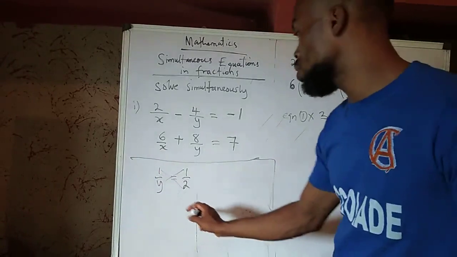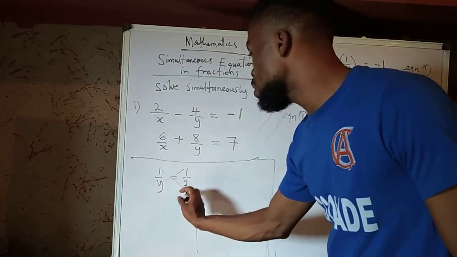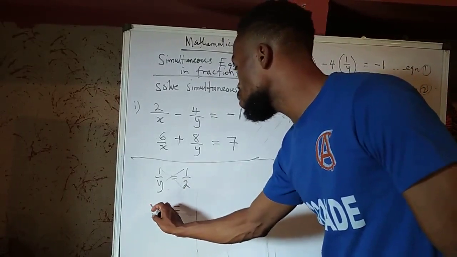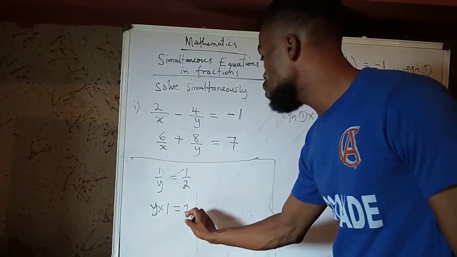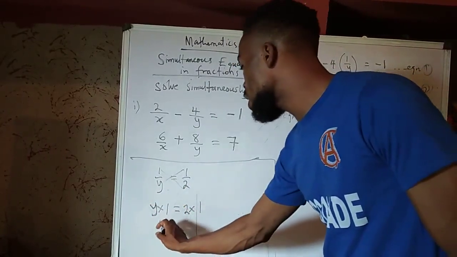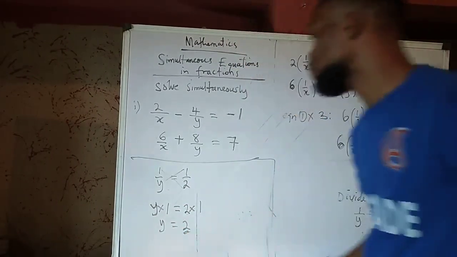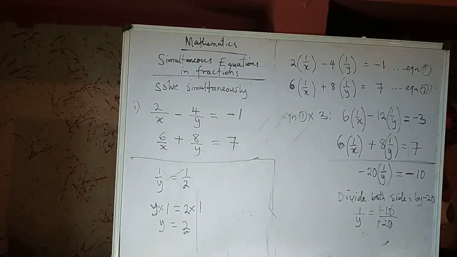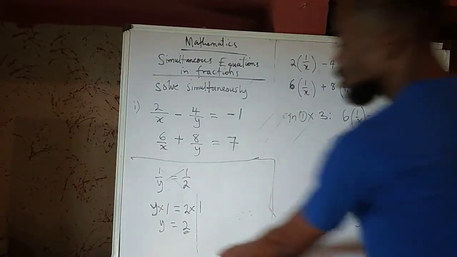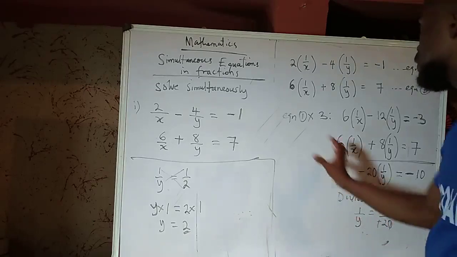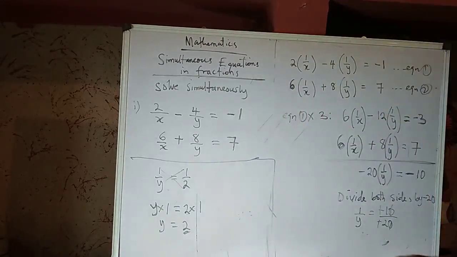So at this point, in this fraction, all I'll do is cross multiply. So I'll have y times 1 to be equal to 2 times 1. Y times 1 is y, and 2 times 1 is 2. So y is equal to 2. So that's the solution for y in this problem.